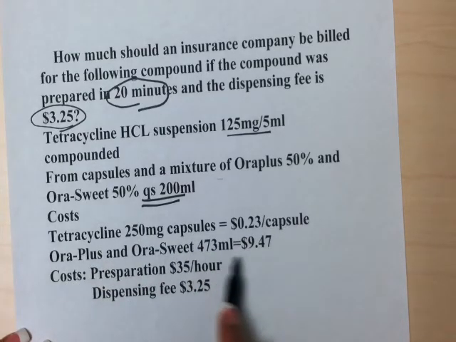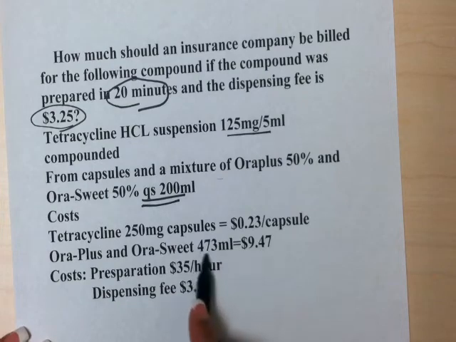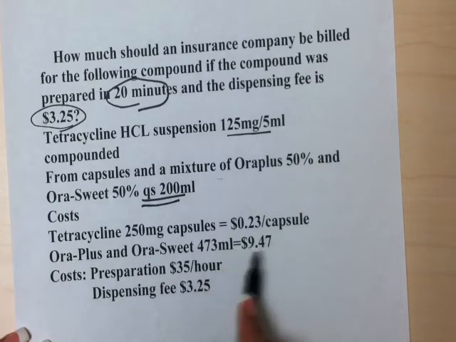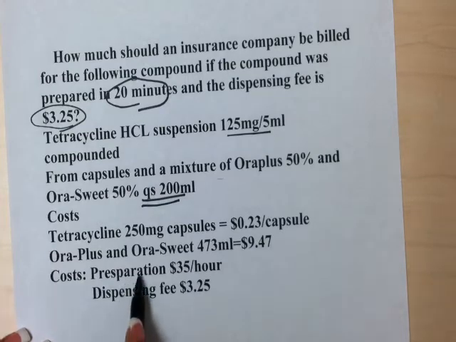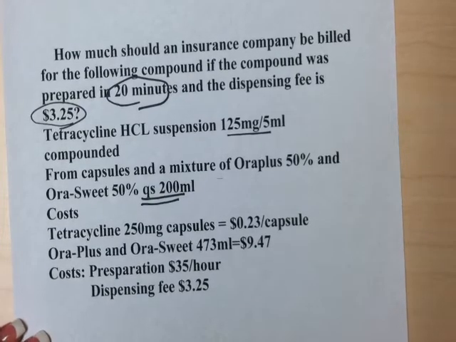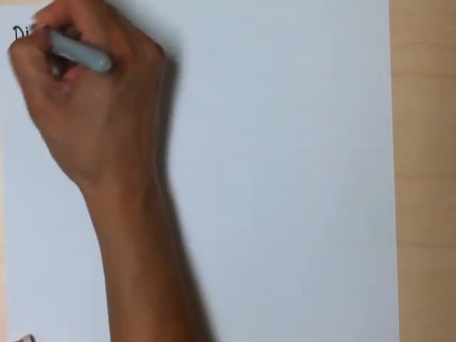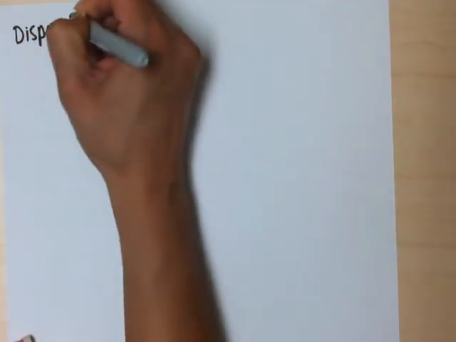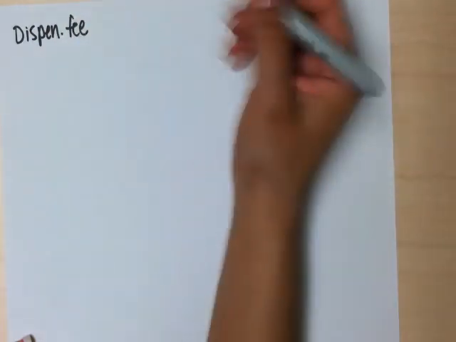And the Ora Plus and Ora Sweet, they tell us the amount per 100 or 473 mLs, or $9.47 per pint. The preparation is $35 an hour, and the dispensing fee is $3.25. So I'm going to actually put another sheet here, and I'll write out all of the components of what we're being charged for. So the first one is the dispensing fee. And that's $3.25.